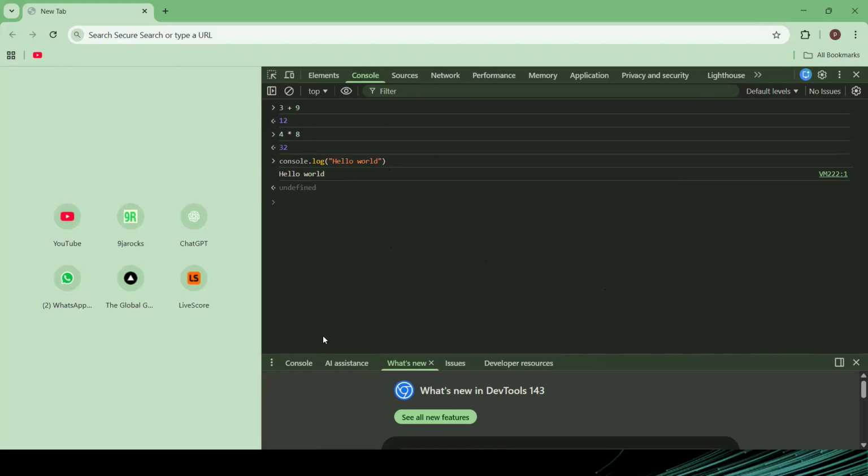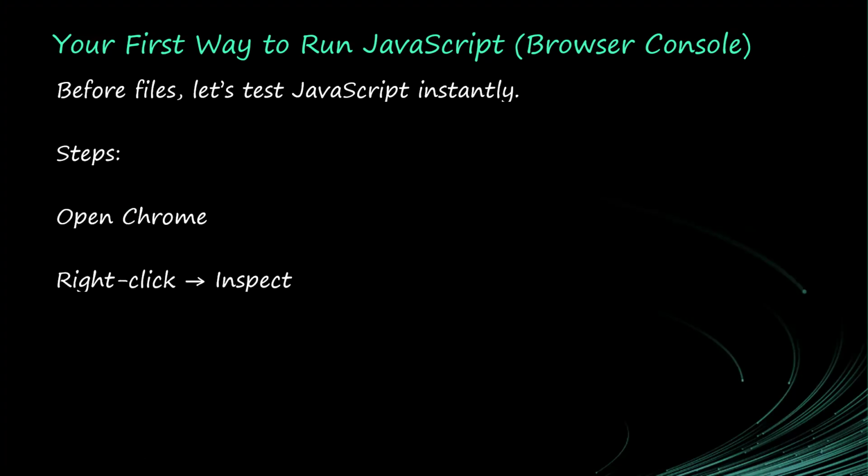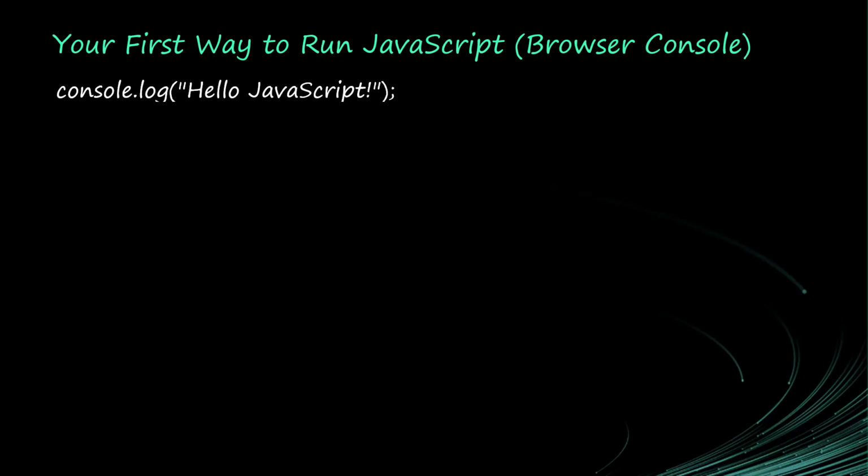Okay, so now step by step, open your Chrome. All right, that's what I just did. Right click on your Chrome and click on inspect. Then click on the console tab. Once you click on inspect, you will see something that will open on the right hand side. Click on console. All right, the console panel will open. Then you can now start typing.